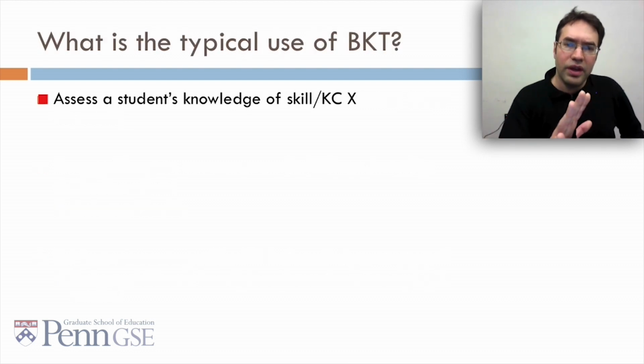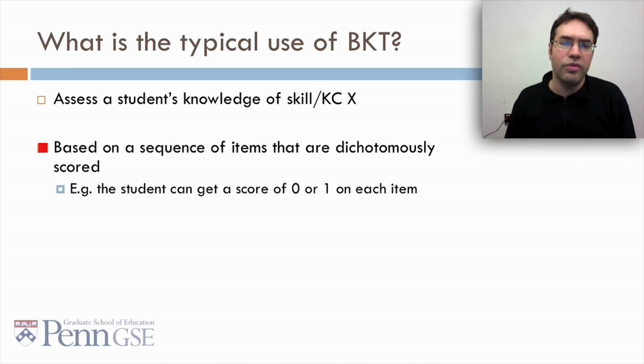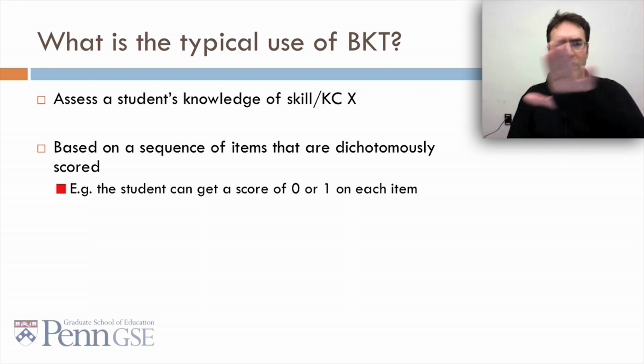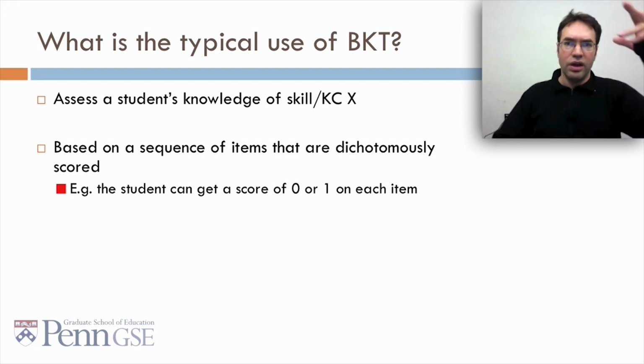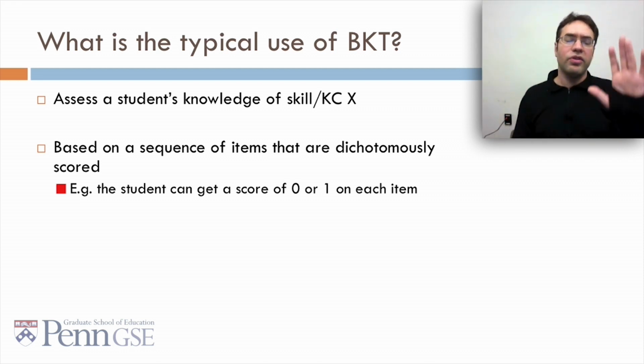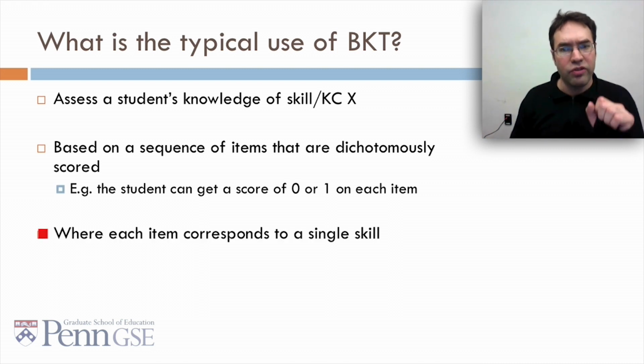What's the typical use of BKT? It's to assess a student's knowledge of a skill or knowledge component X, based on a sequence of items that are dichotomously scored, which means that the student can get a 0 or a 1 on each item, nothing in between. It turns out that you can use BKT even for cases where there's partial credit, but it's not the most common use. And each item corresponds to a single skill.